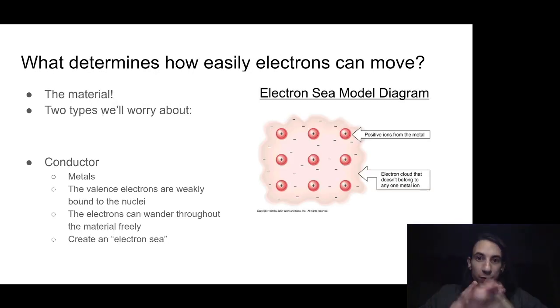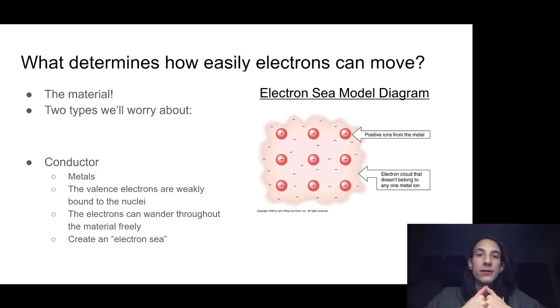And then when we're thinking about this, we're saying, okay, well, things become charged if electrons move. So what determines how easily electrons can move? And this is something that we know very well. It's going to be based on the material. And we really have two types of material that we're going to worry about in this class. We're either going to have conductors or insulators.